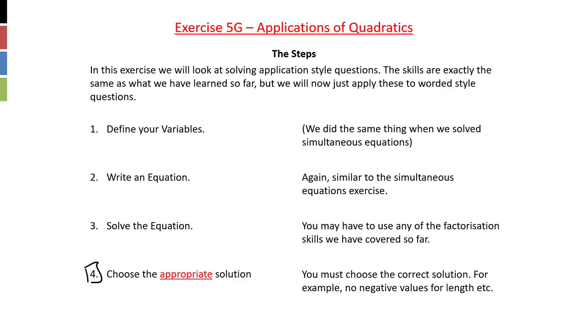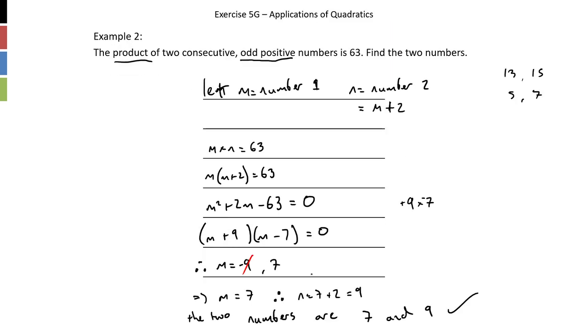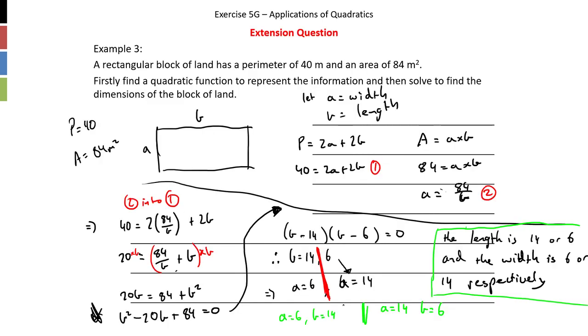Once we have that quadratic, we solve it, and then we check our solutions for ones that are appropriate. In this case, we couldn't have a negative base. In this case, we couldn't have a negative number because it said we were odd positive integers, so we discarded them and used our other one. In this case, though, both solutions were valid, so you have to state both. You can't just take one. If both are valid, you have to state both.